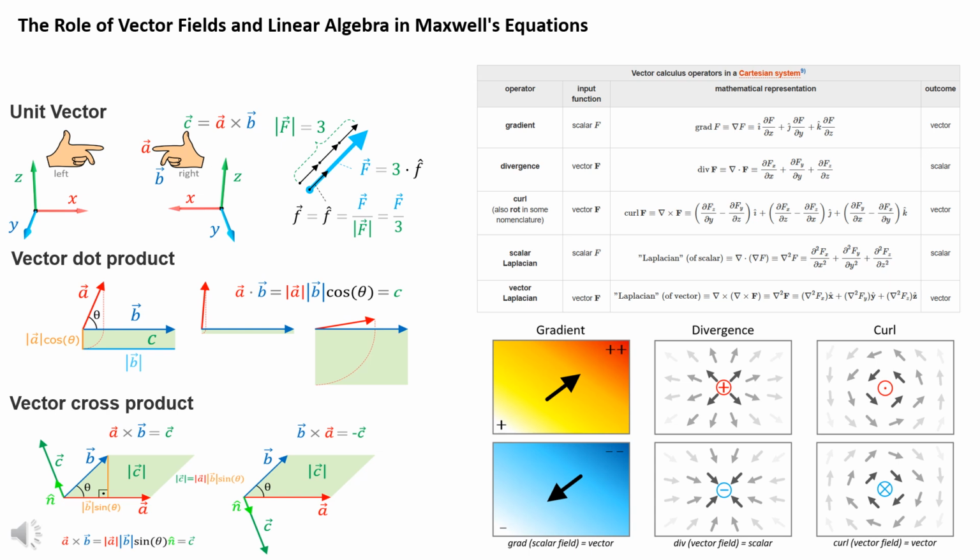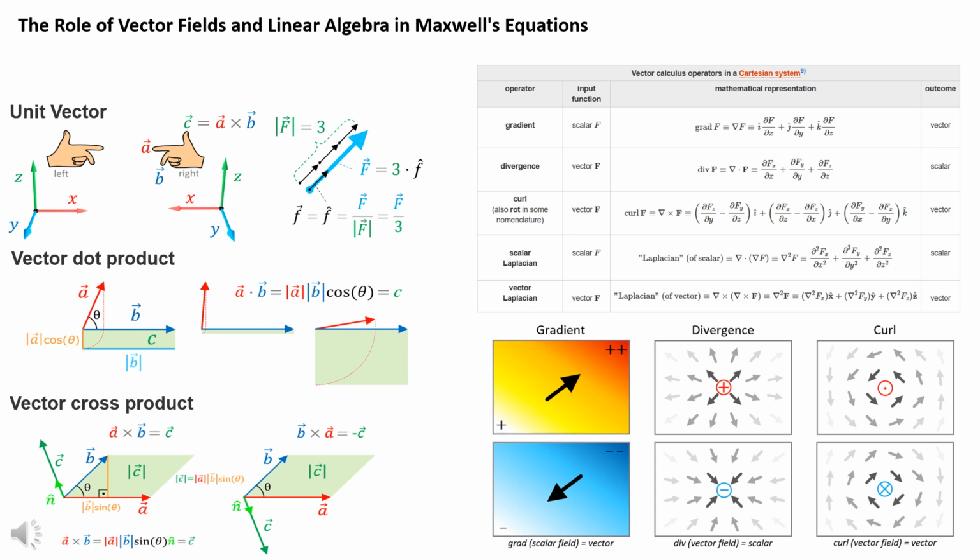Linear algebra plays a significant role in electromagnetism by providing the framework for solving the complex systems of equations arising from Maxwell's equations. Concepts like matrix operations, eigenvalues, and eigenvectors are particularly useful in more complex scenarios, such as analyzing electromagnetic fields in anisotropic media or solving boundary value problems.